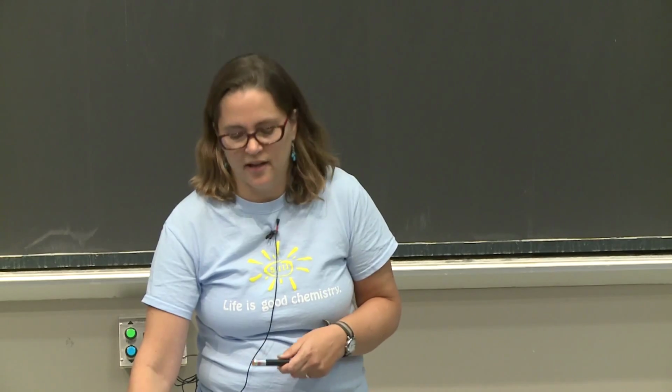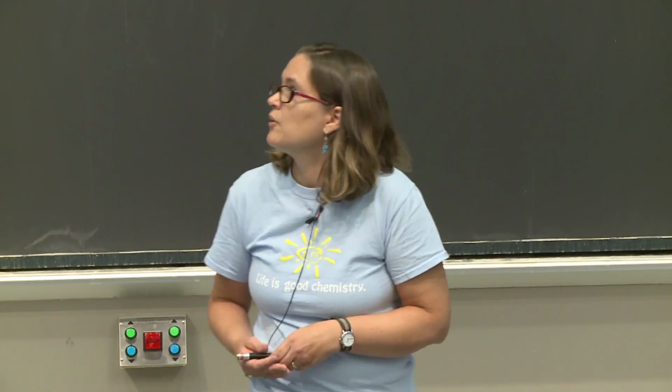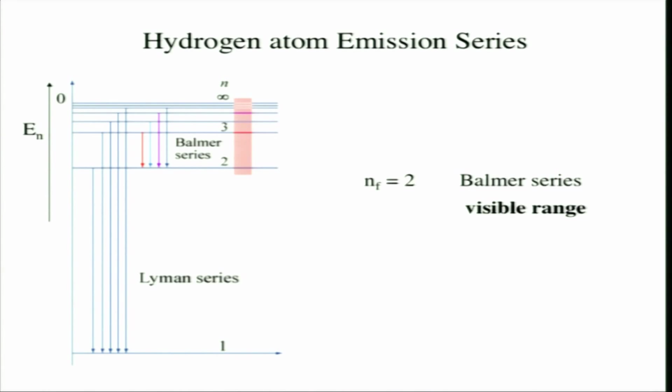OK, so this was a series going to a final n of 2. And so we have the Balmer series. That was the visible series that we were seeing. So why wasn't anything going to n equals 1? And that's a clicker question.